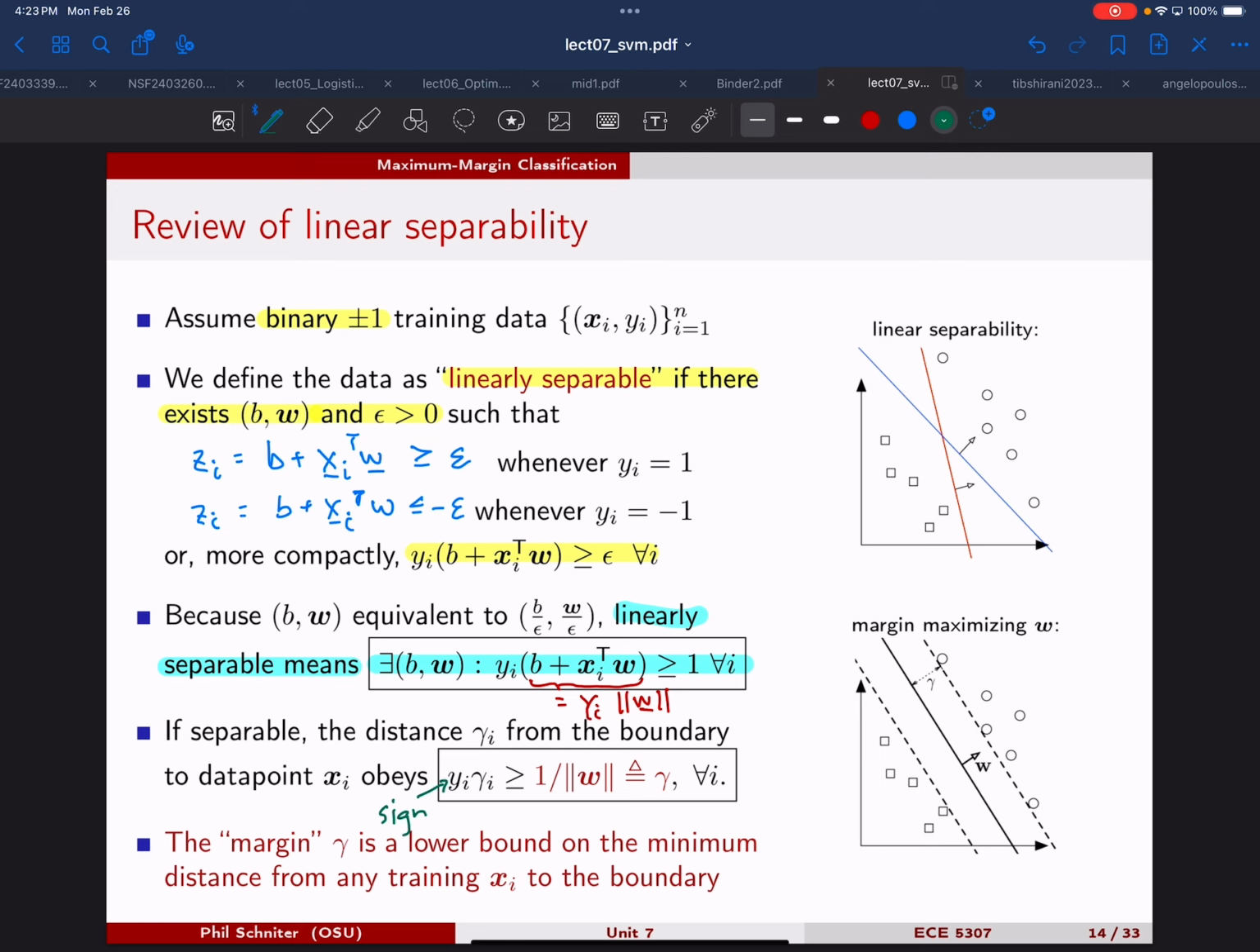This thing is a sign corrected distance from the ith point to the boundary. It should be greater or equal to this number, 1 over the norm of W, for all the samples i. And this number is very important, so we actually give it a notation of gamma, and we call it the margin.